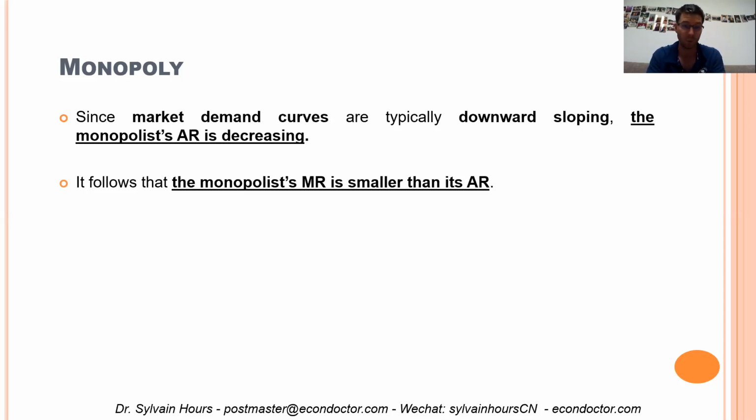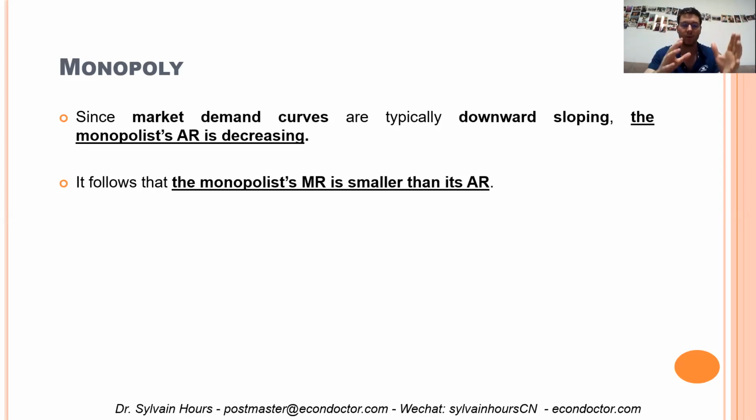For a very simple reason. If I intend to sell one more unit, then I have to cut the price. And there will be two effects on my total revenue. On the one hand, my total revenue will rise by the amount of the price at which I sell this last unit. But on the other hand, my total revenue is going to decrease by an amount that is equal to the decrease in price on all previous units.